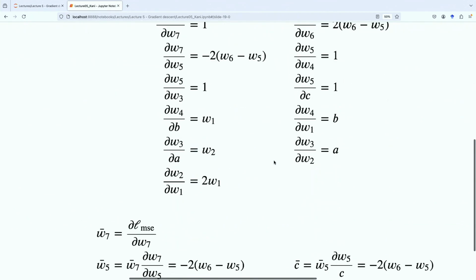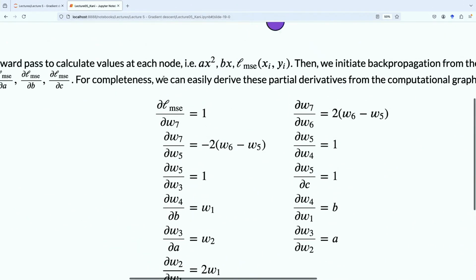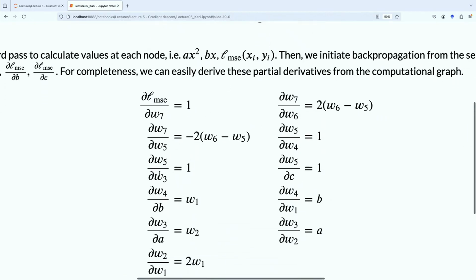Okay? So what we do here is simply optimize from the loss function down to.